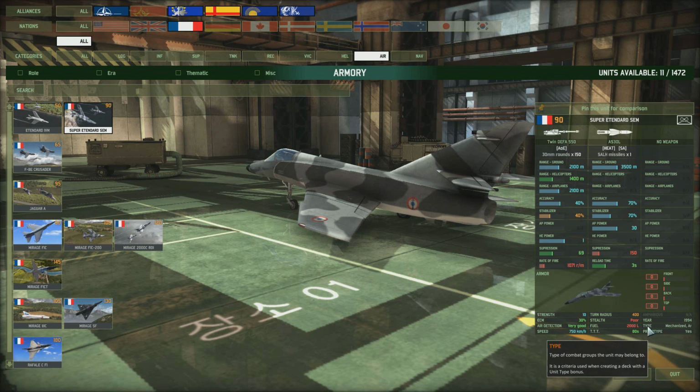The last type of stat here is the type, and you can see again this pertains to the deck system, which I will go over when I talk about decks. You can have different deck types and it will tell you which deck types you can bring this unit into.